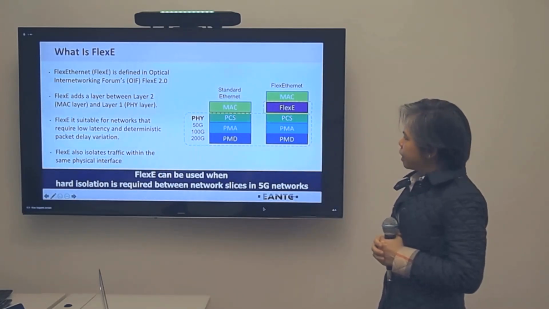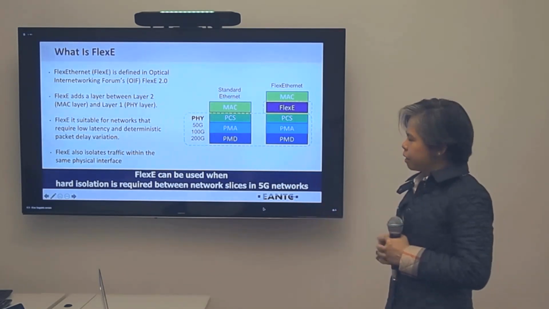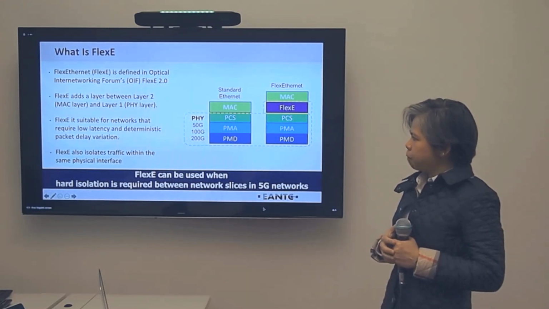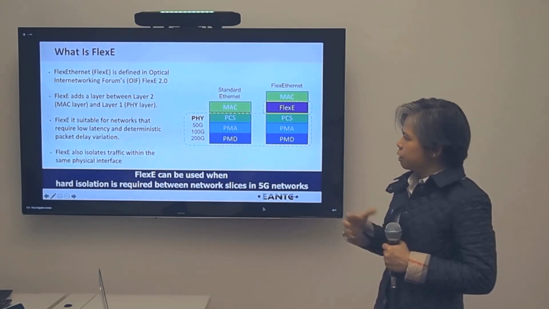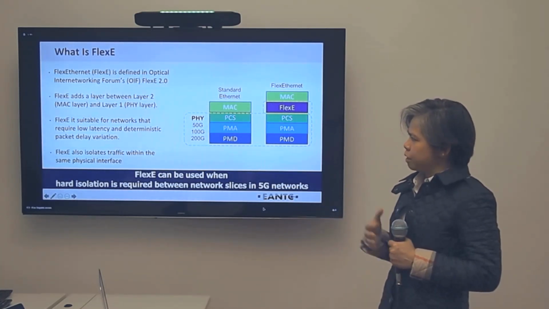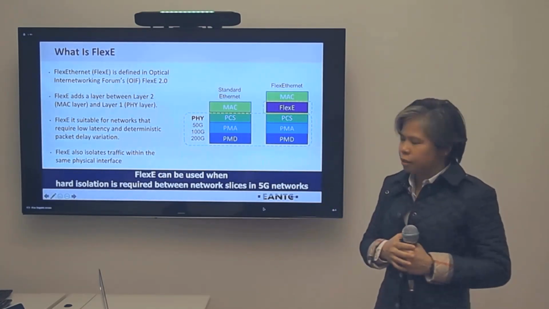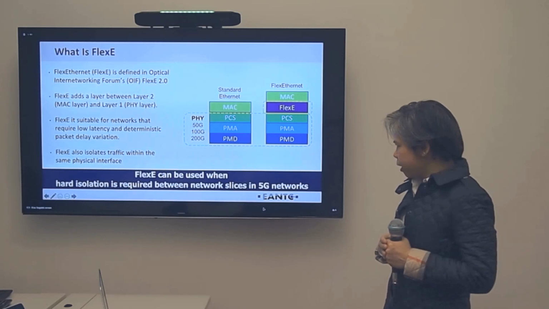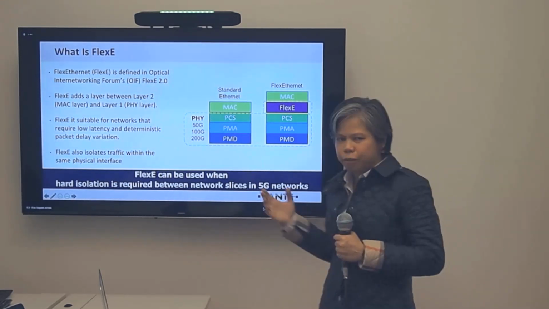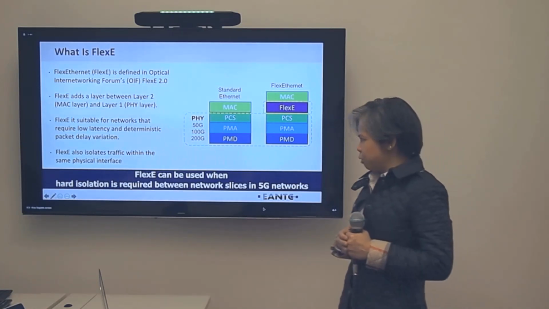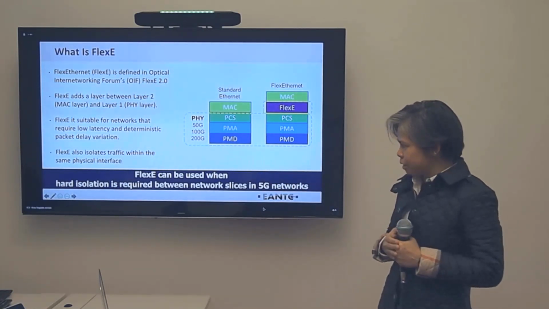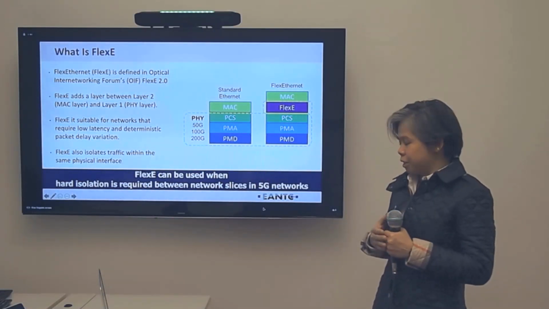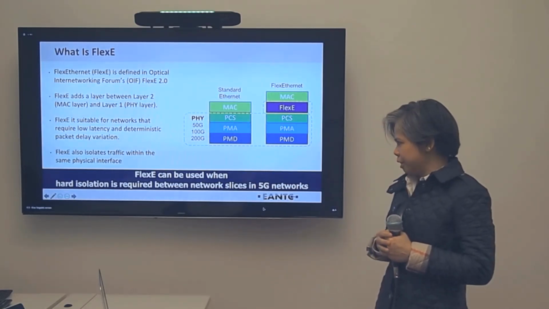What it does is transmit Ethernet from A to B in a TDM-like manner. The advantage is that it is low latency and delivers deterministic packet delay variation. At the moment, because of 5G, we saw that there is an application for FlexE in the transport networks because it isolates traffic between tunnels because of its TDM-like qualities.